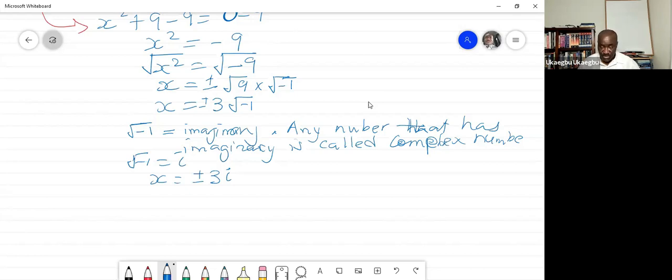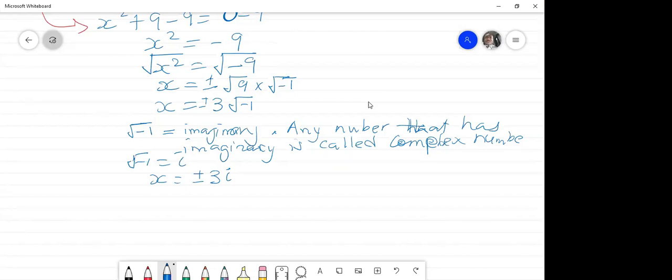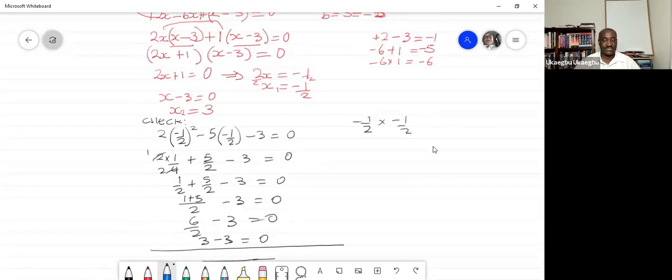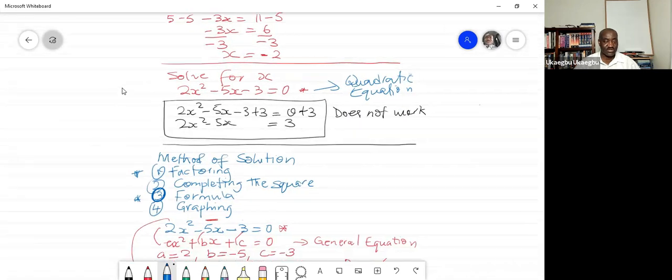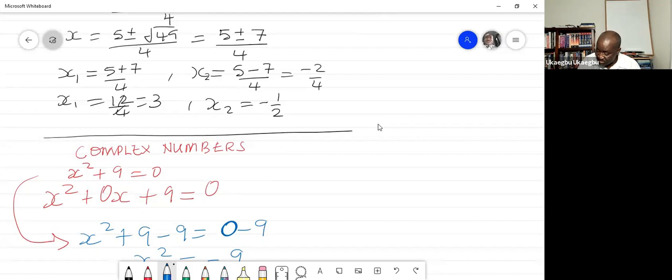So that's the subtopic. Mr. Ukebu, what was the topic again? Complex number. The original topic is quadratic equation and complex number. Now we dealt with quadratic equation a little bit. So the second topic, B, is complex number.